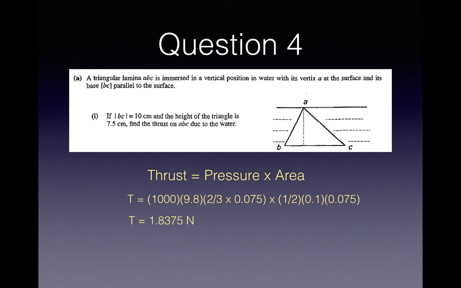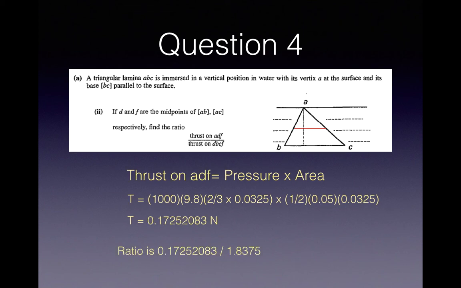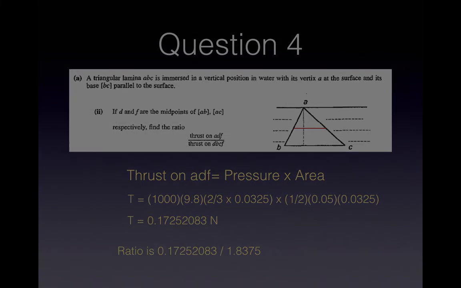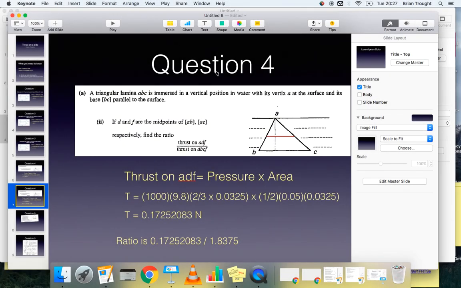Now there's a second part of the question. It says if D and F are midpoints of AB and AC respectively, find the ratio of the thrust on ADF and the thrust on DBCF. Okay, so let's have a look at it. D and F are midpoints of AB, so D is there and F is there.